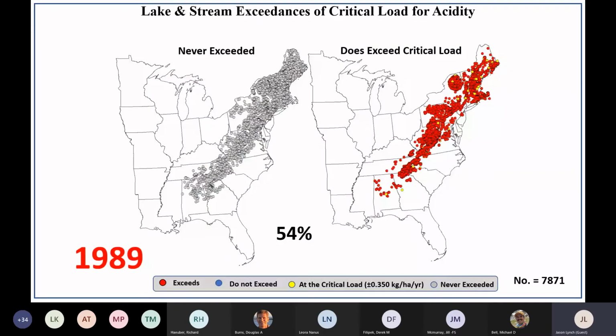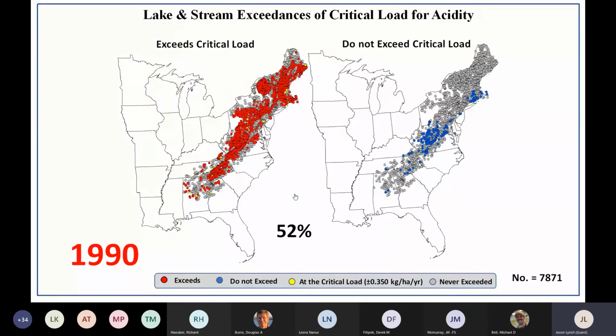And so in 1989, we had in red our exceedance. So these are lakes or streams that exceeded the deposition for that period. If it's in blue, it does not exceed. If it's in yellow, those are at the critical load within our margin of error. And it's important to note that not all water bodies that we have surveyed over time are sensitive or were impacted here, so these I just grouped as never exceeded the critical load. And lastly, this number in the middle is the exceedance rate.